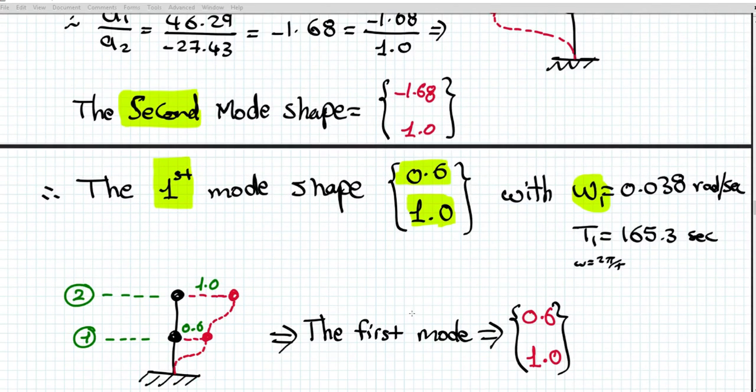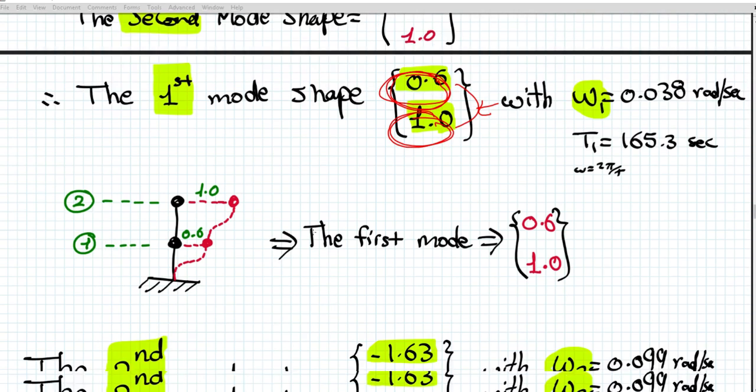And then let's go with the second mode shape. So now our second mode shape is going to be minus 1.68 and 1. Again, if I ask you, this means that A1 equals this value and A2 equals this value, the answer is no. It is only the ratio. Okay, it is only the ratio.